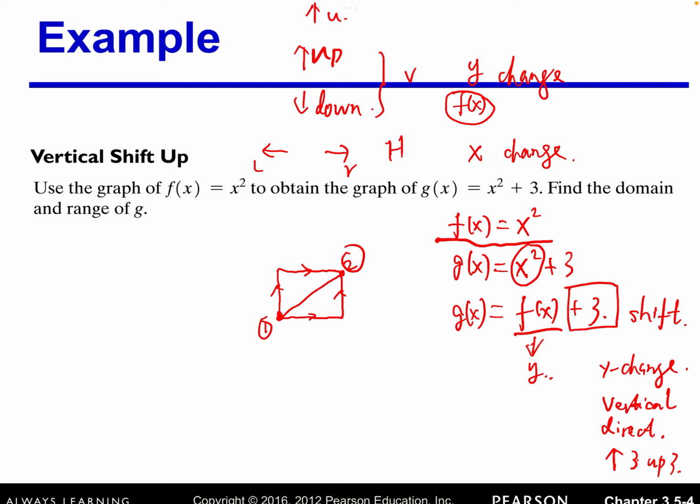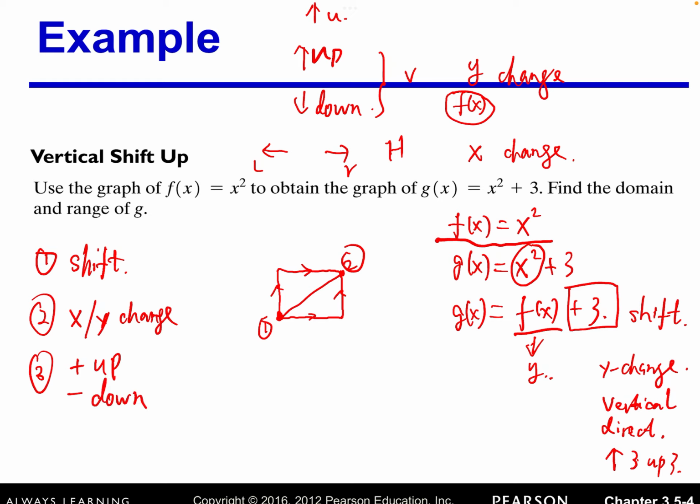So that's how we analyze the transformation techniques here. First, determine what transformation is applied: adding or subtracting is a shift. Second, we want to know what direction of shift. Check whether it's an x change or a y change. That determines the direction, either horizontal or vertical. And if it's a y change, it's a vertical direction, and plus is up, minus is down. Those are the 3 steps we can use to easily analyze how to graph the function g of x.